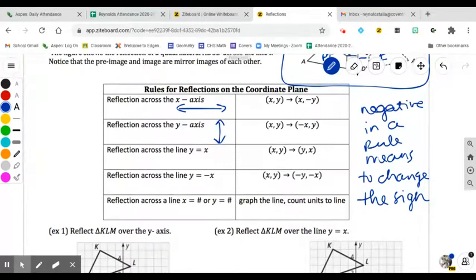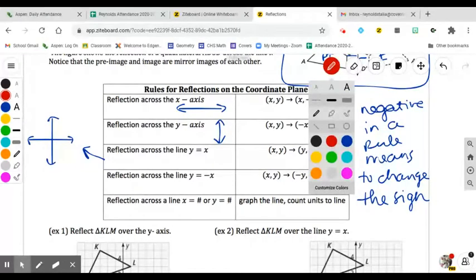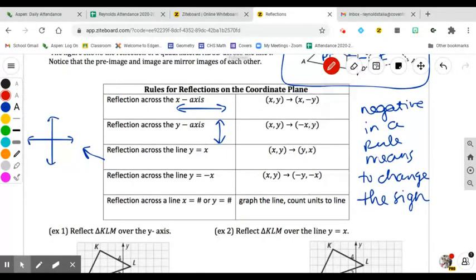Reflection across the line y equals x. First of all, let me remind you of what y equals x looks like. Say here's the x and y axis. If you think about y equals mx plus b and plotting the line y equals x, it has a y-intercept of 0 and a slope of 1. So it would go through the center with a positive slope. That's what y equals x looks like. When you have y equals x, you can either count to the line, and I'll show you how to do that, or the rule for y equals x is y, x, meaning the x and the y just switch spots. None of them change signs.